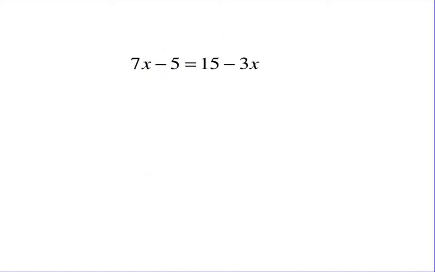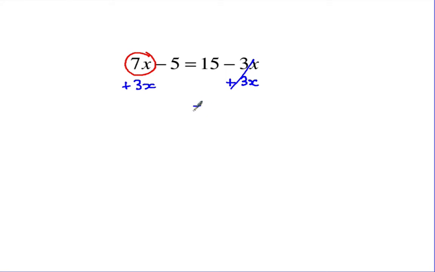Okay, so same process again. Find the side with the bigger number of x's. This one's got 7x. This one's got minus 3x. So I'm going to try and put them all over to here. So I need to get rid of this minus 3x. So if I'm always thinking about doing the opposite, I need to add 3x to both sides.